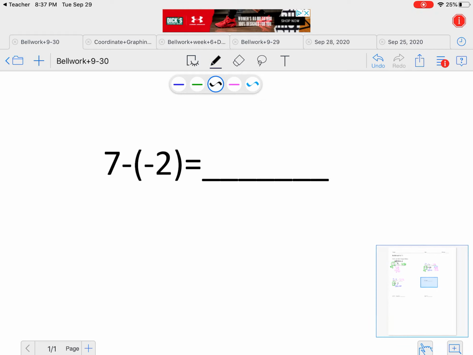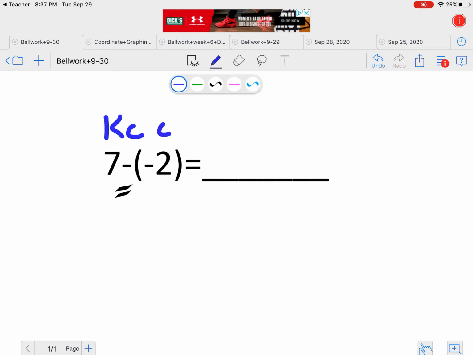Okay, to this side, the next question also has the subtract sign in the middle. So we want to do keep, change, change, so we can make this have an adding symbol in the middle. Keep 7, change the subtract to be an add, and change the negative 2 to be a positive 2. Now this just says 7 plus 2, and that's 9.